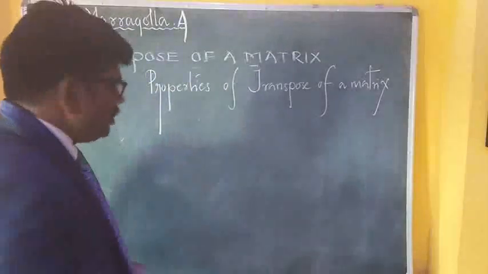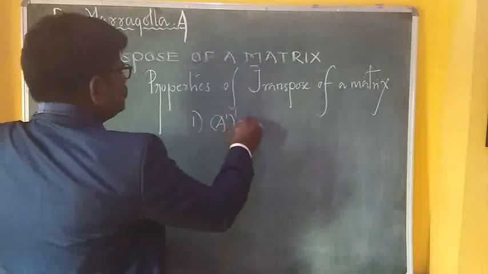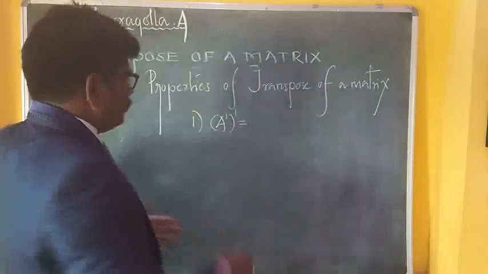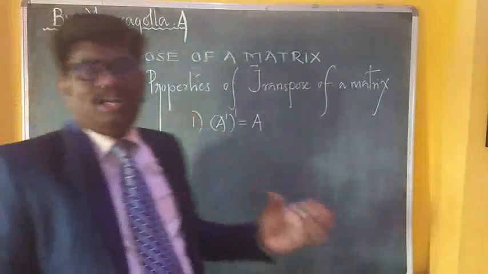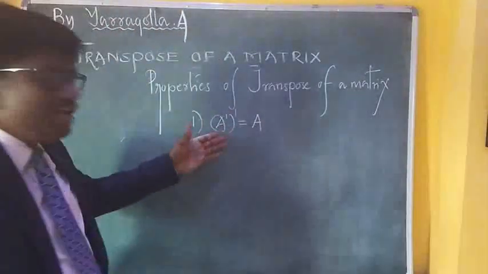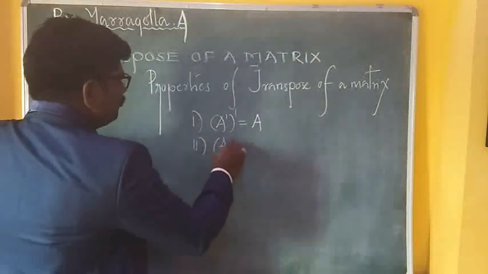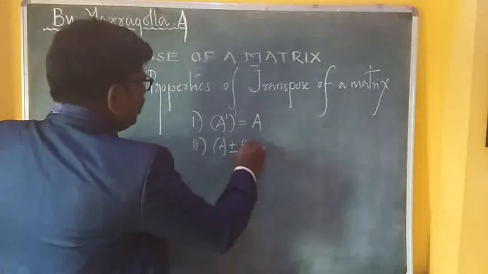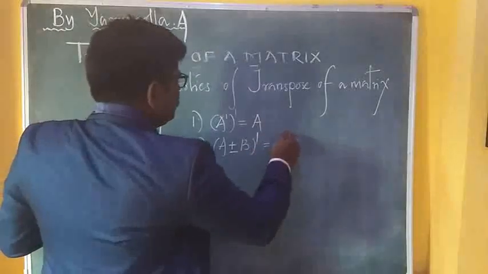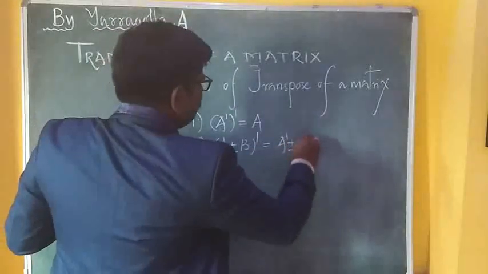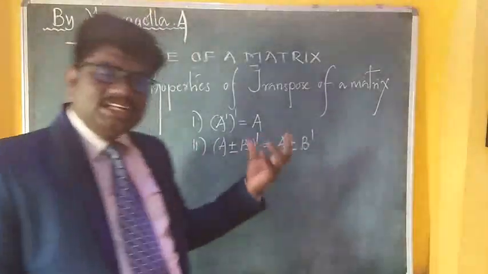The first property of a transpose of a matrix is, if you transpose a transposed matrix, you are going to get the original matrix. That means (A dash) the whole dash is going to become A itself, right? And the second property is, if you want to find (A plus or minus B) the whole dash, the answer will be A dash plus or minus B dash. Even if it is a plus or a minus, it does not change.